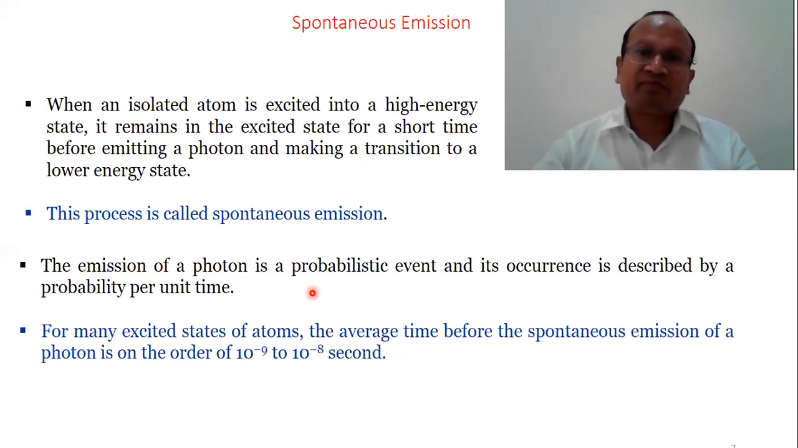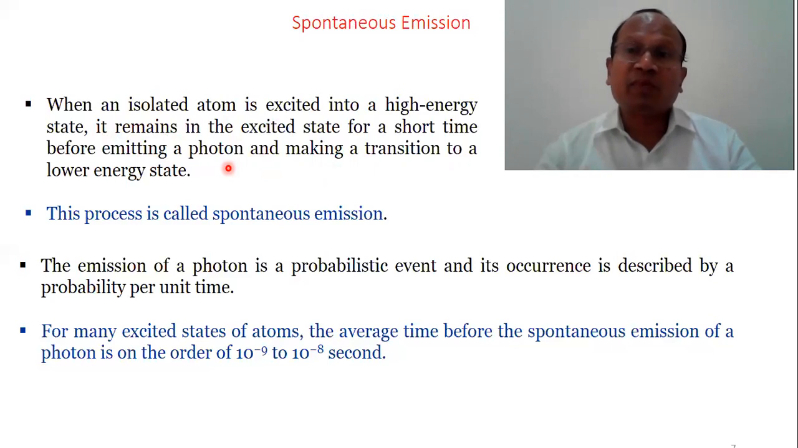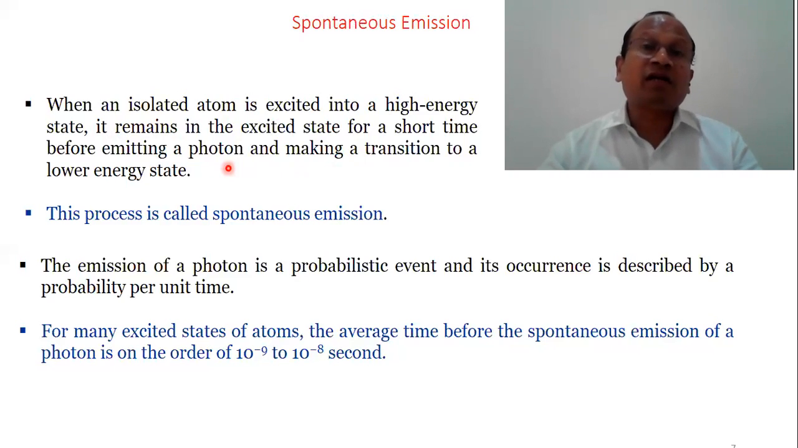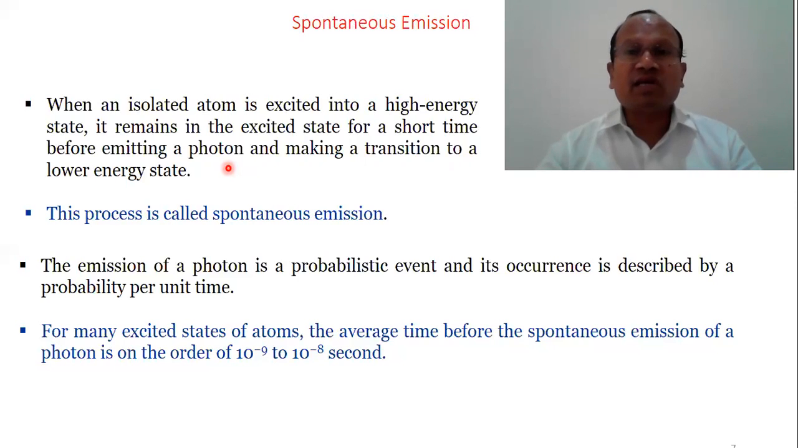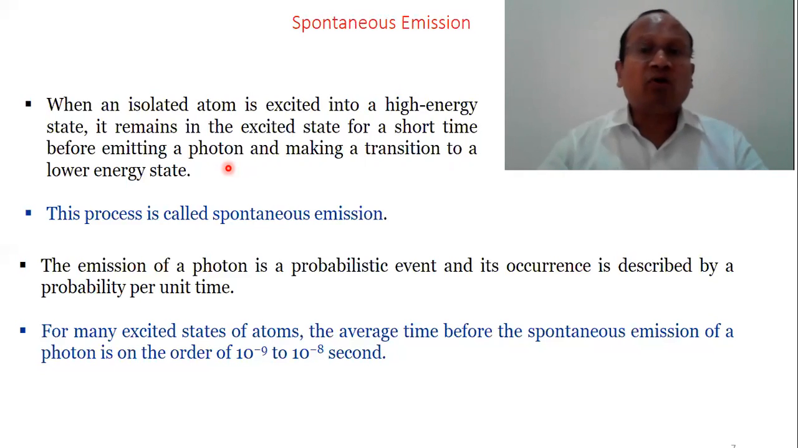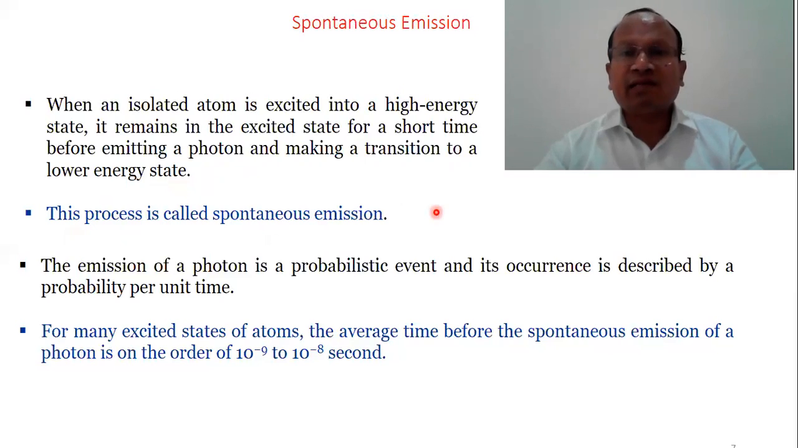Let us see spontaneous emission, where an isolated atom is excited into a high energy state. It remains in the excited state for a small duration before emitting a photon and making a transition into a low energy level. So when there is an excitation, an isolated atom in ground state goes up to a high energy level, but it will not remain there for a long time. At high energy level, generally the carriers do not remain for long. For a very short duration it will remain there, and then it will fall down. While falling down, that transition will release energy. This process is called spontaneous emission.